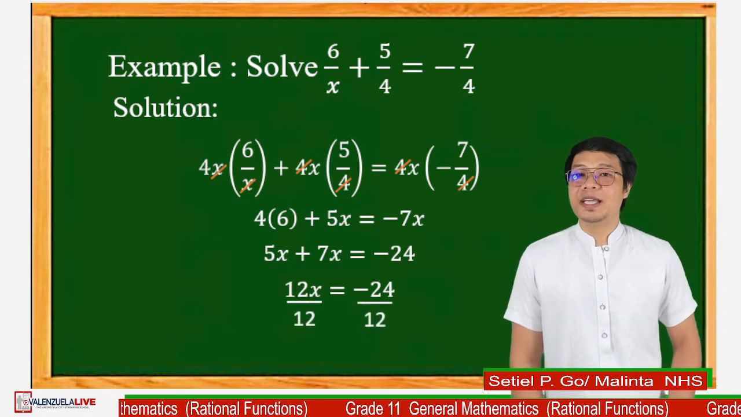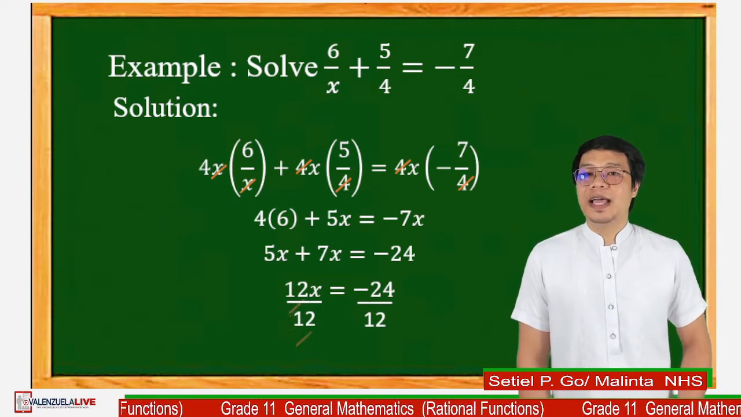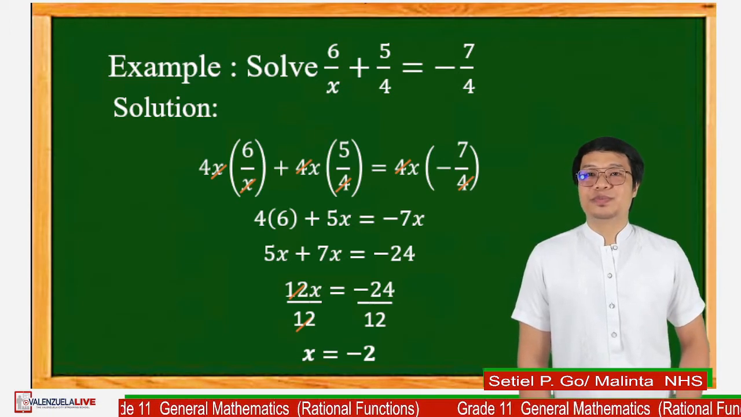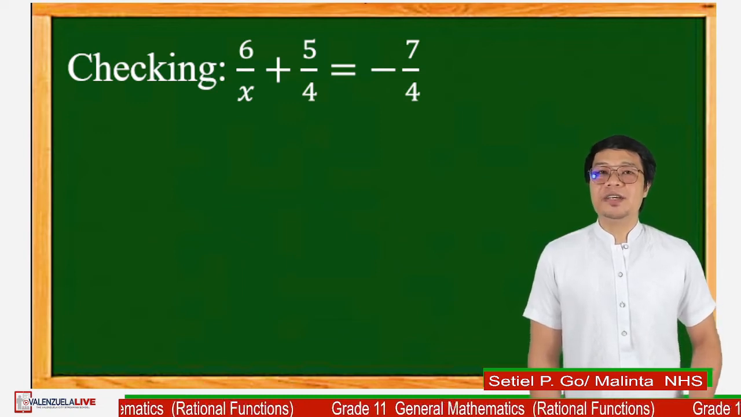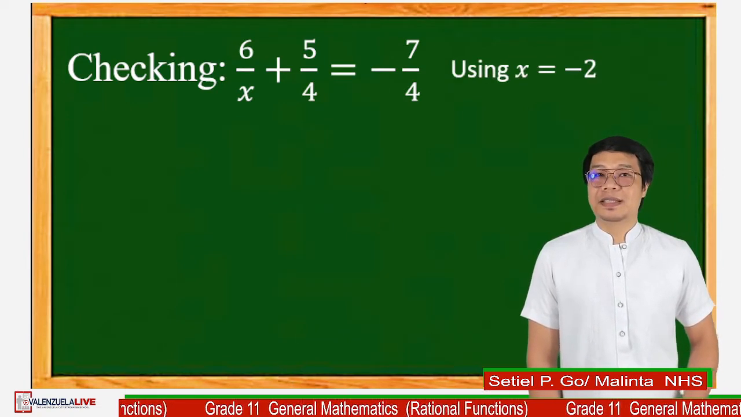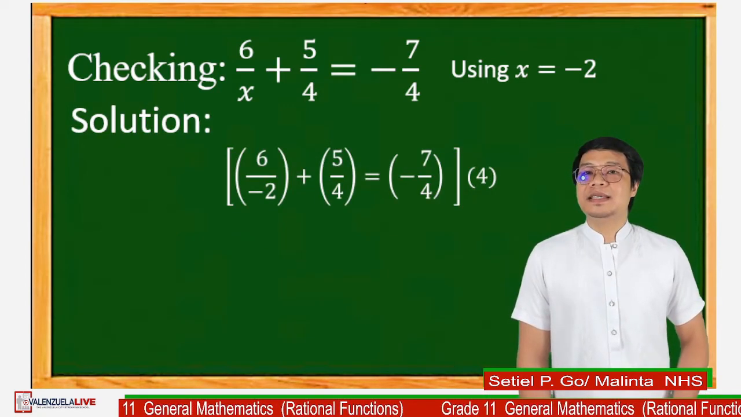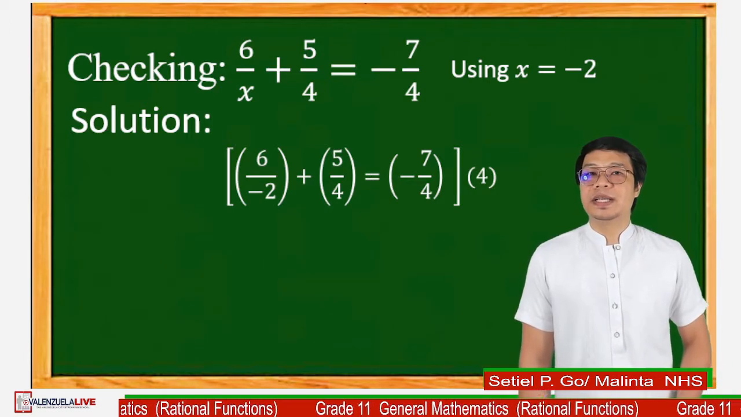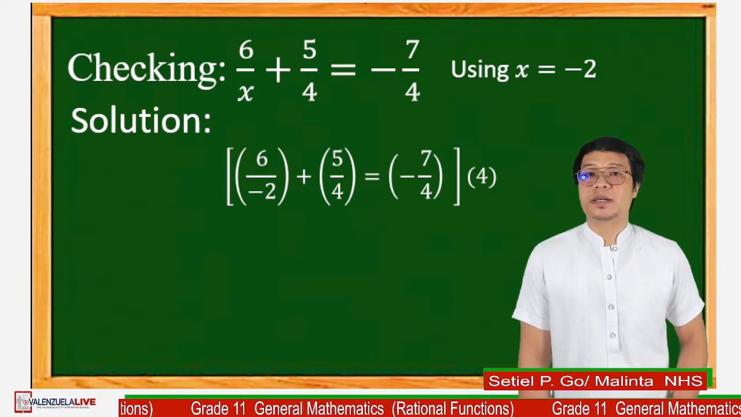Dividing both sides by positive 12 to eliminate 12 on the other side, we have x is equal to negative 2. So if you want to check if the value of x, which is negative 2, is the correct answer, the solution will be the quantity 6 over negative 2 plus the quantity 5 over 4 is equal to negative 7 over 4, multiplied by the LCD, which is 4.